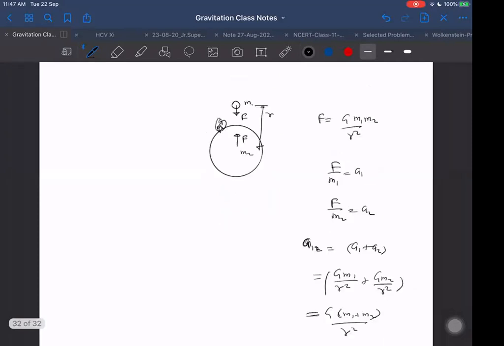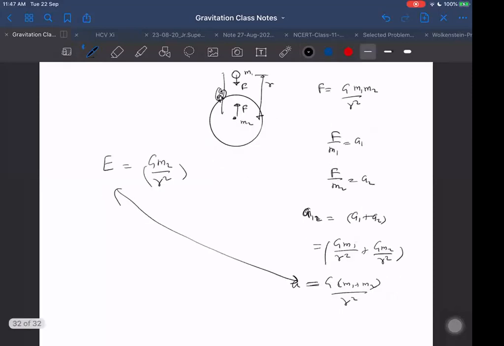This is A relative. But what is the field? If I ask you what is the field due to this mass at a distance r, then the answer will always remain the same, G into M2 by R square. Is it equal to A? It is not equal to A this time, because A is relative. A depends on the frame. But the field will be that only. Now let us say some observer is here and he is observing the field, and the field will be the same for all the observers.